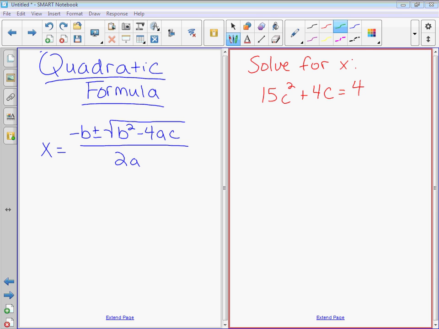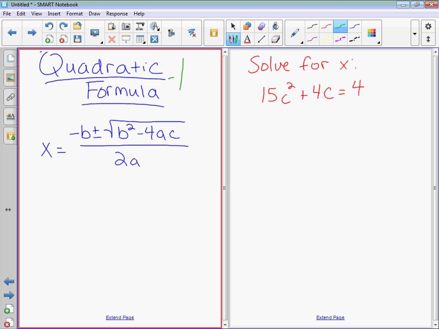When you run into these, you have a fallback that will solve every single quadratic equation for x, and that is the quadratic formula. You can see here that it is x equals the opposite of b plus or minus the square root of b squared minus 4ac over 2a.